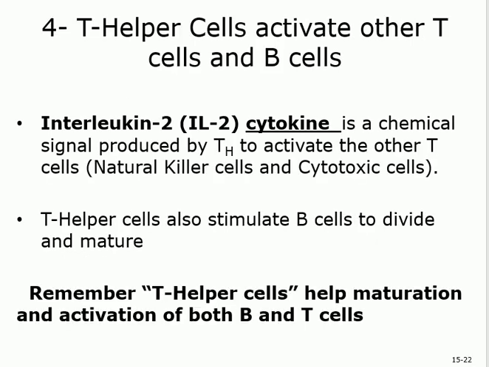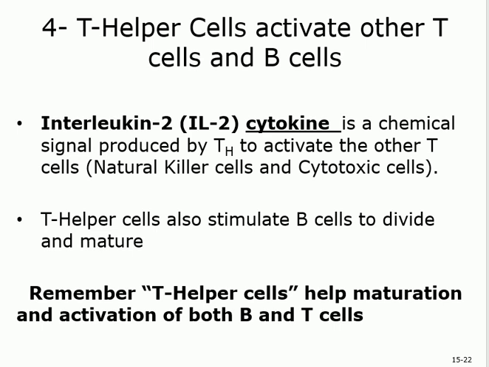The other cytokine is interleukin 2. This interleukin 2 is produced by the T helper cells to activate other T and B cells. To activate T, what are the other T cells? Natural killer and cytotoxic cells.